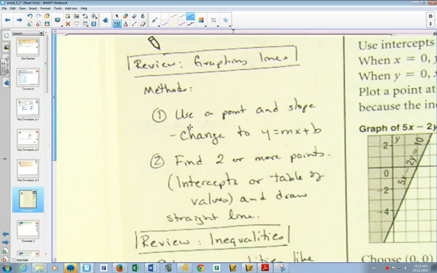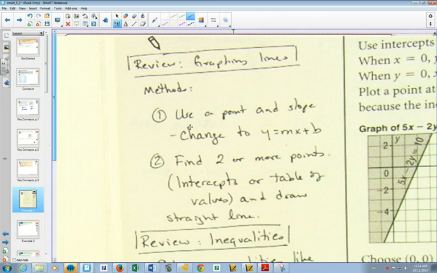A second method, you just have to find 2 points to graph a line. And I say 2 or more because I usually like to try to find 3 points on a line, because then I know if all 3 line up, then I haven't made a mistake. But if my 3 points don't line up to be a straight line, then I have to check and see which one went wrong. So I say find 2 or more points.